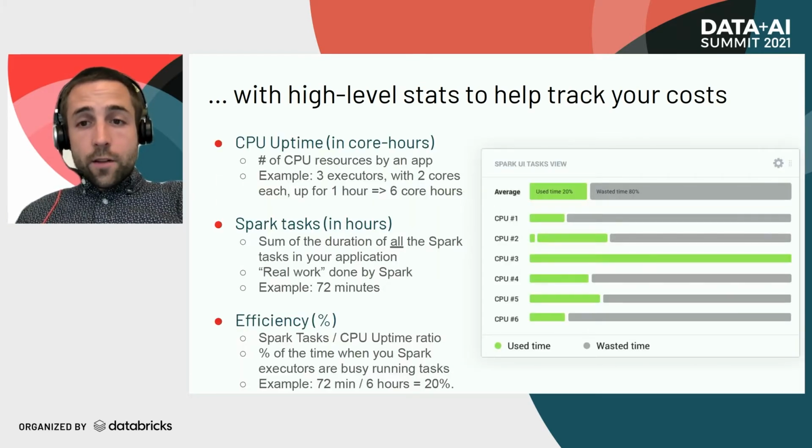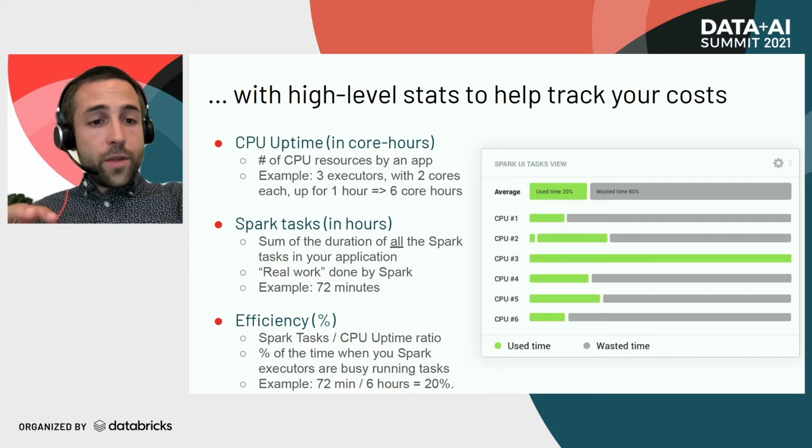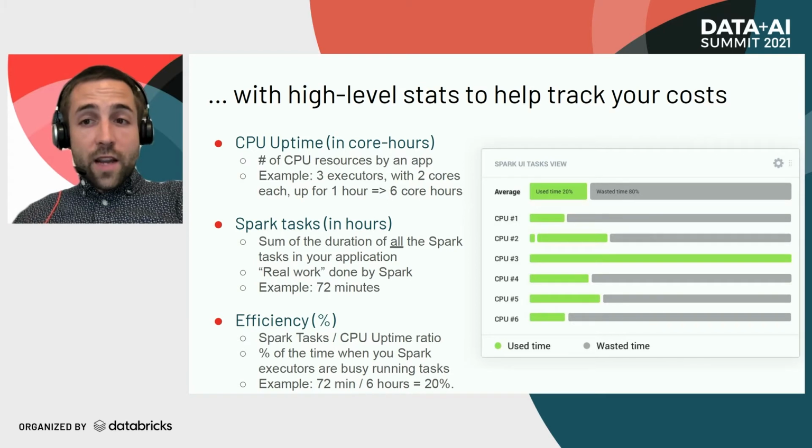Let me first explain the CPU column, or we also call it CPU uptime, measured in core hours. This is the lifetime duration of your Spark executors multiplied by how many cores each executor has. So for example, if you have 3 executors with 2 cores each running for 1 hour, then this column would indicate 6 hours. This statistic is typically proportional to your cloud costs because it represents the amount of compute resources that you use.